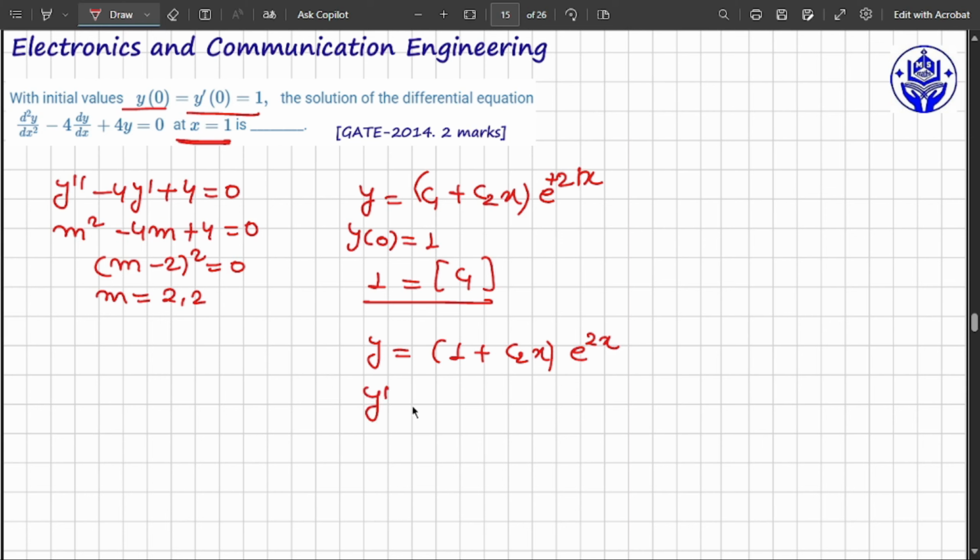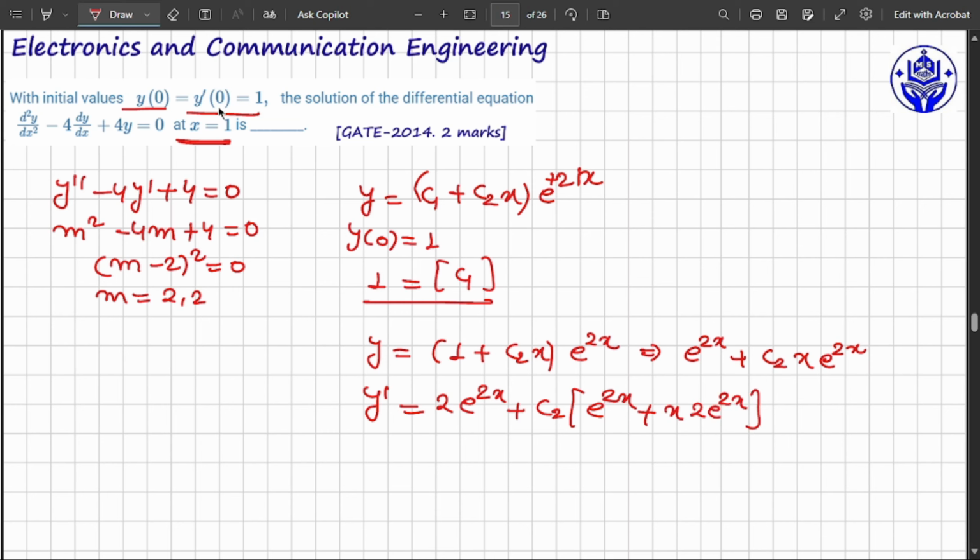Now what is y dash here? First of all, let me write it in the simplest form: e to the power 2x plus c2 x e to the power of 2x. Then the derivative of y is 2 e to the power of 2x plus c2, and I'm going to use the u into v derivative. If I first differentiate x, it will be 2 of x, and again x into 2 e to the power of 2x.